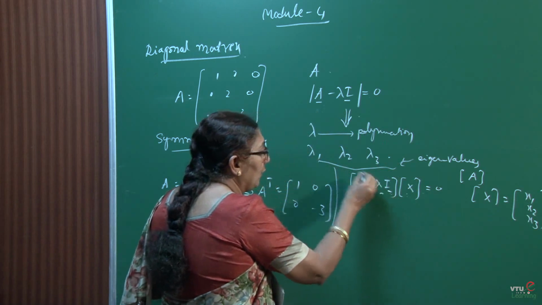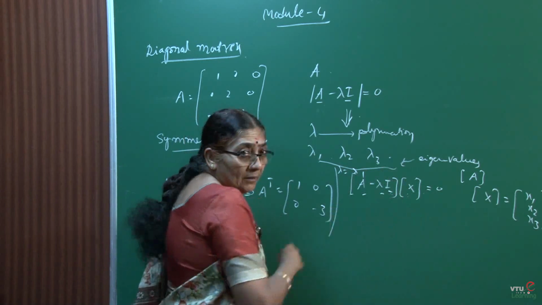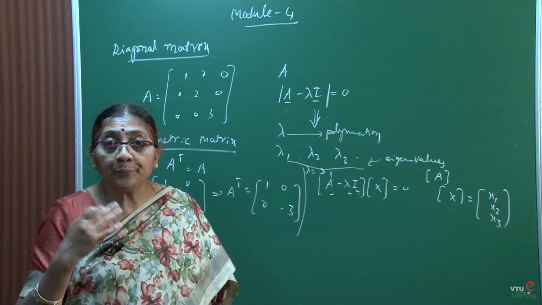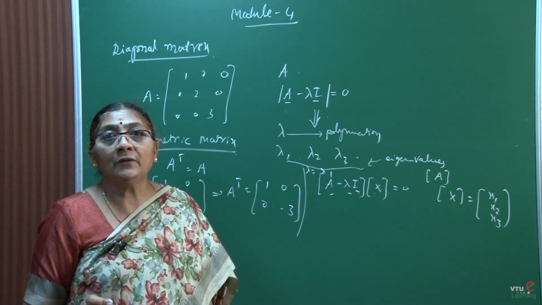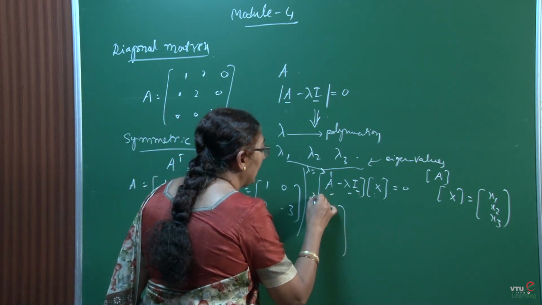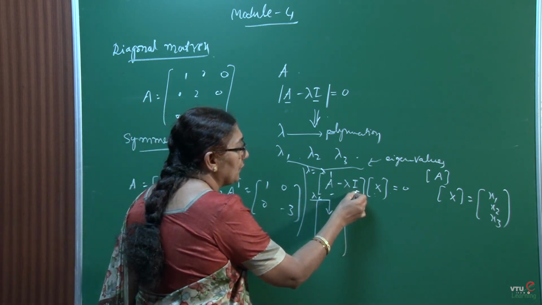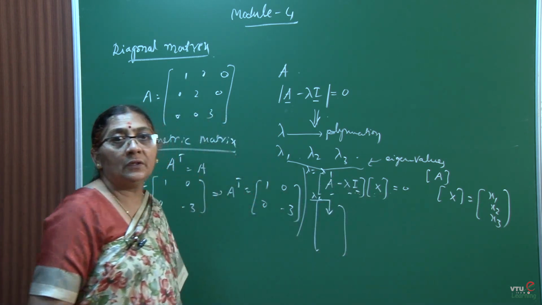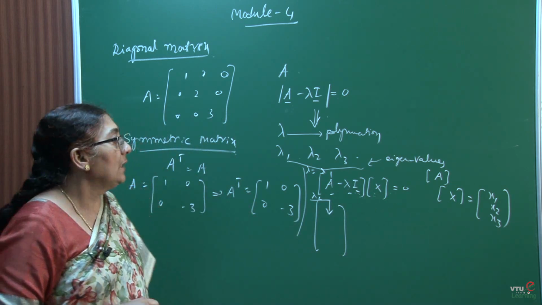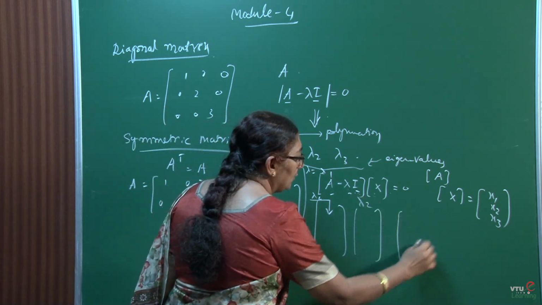Now, you take the lambda values one by one, take lambda equal to lambda 1. You frame this and we get a system of equations. Take two independent equations and find the values of x1, x2, x3. We get x1, x2, x3 as the eigenvector corresponding to lambda 1. Similarly, take lambda 2, substitute, and we get a system of equations. Take two independent equations out of the three, solve them, and find x1, x2, x3. That is another eigenvector. Like that you get 3 eigenvectors.